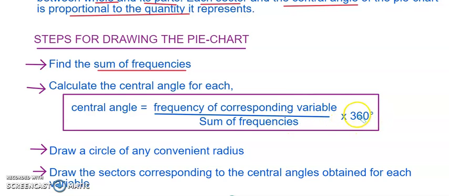Now why 360 degree? Because we know that the complete angle measurement is 360, and when we draw a complete angle, we always end up having a circle, right? Then after we get the information for each and every variable, we'll draw the circle and then we mark the sectors. So let's start.